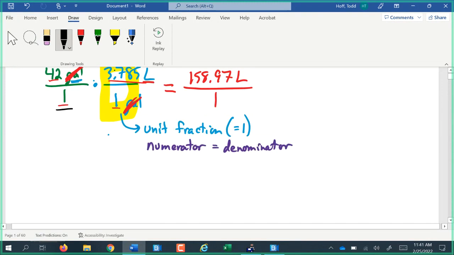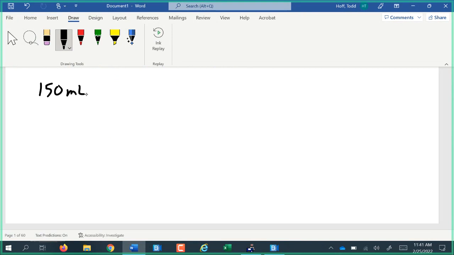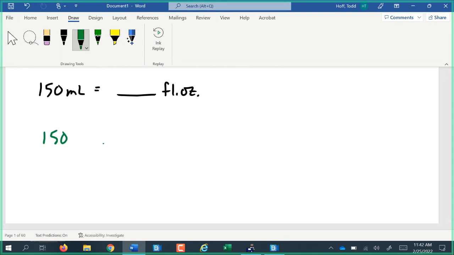Now here, I was very careful to do out that denominator, even though it was equal to 1 and didn't affect anything. The reason for that is we can run into situations where it does affect things. We might have 150 milliliters, and I might ask you how many fluid ounces does that equal? And so to set this up, I start off with my 150 milliliters. And I make it a fraction by putting it over 1.